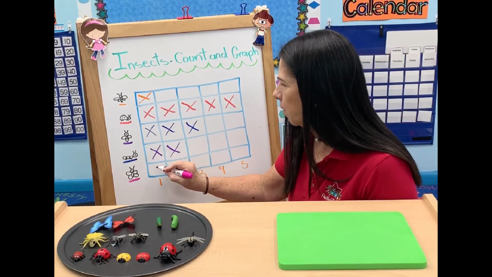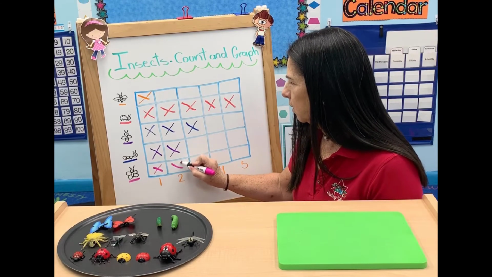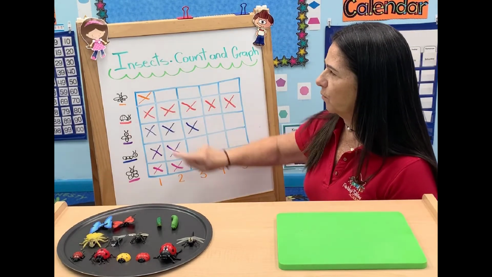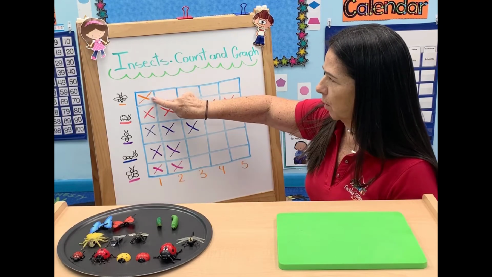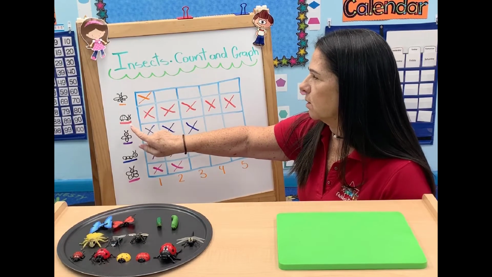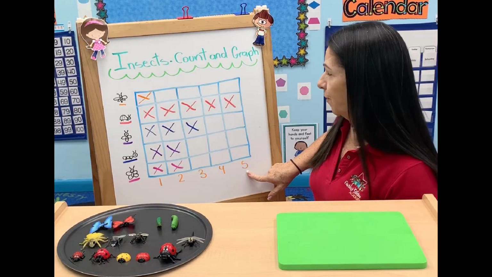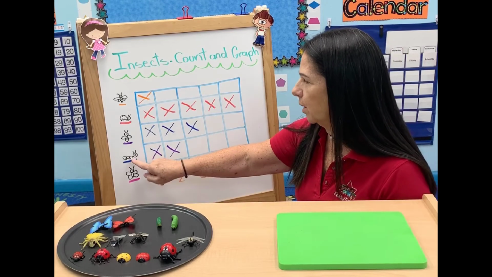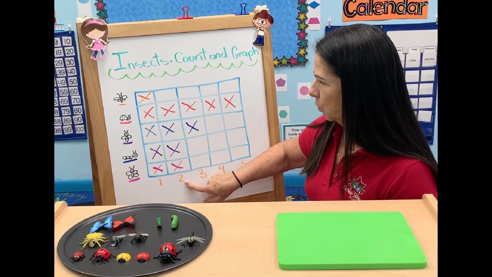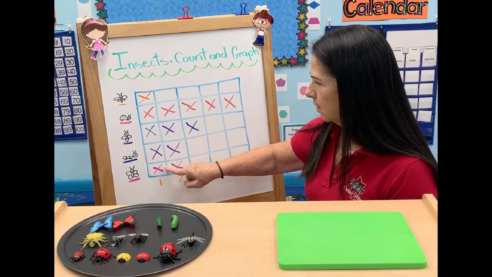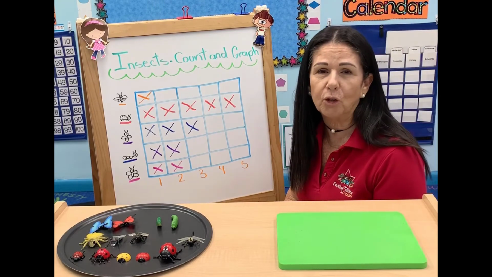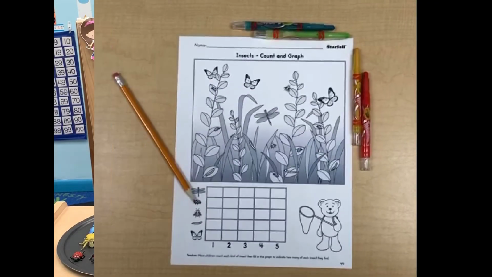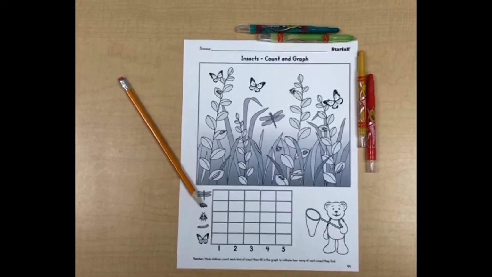Let's check in our graph. One and two. So let's go do a quick review. How many dragonflies do we have? Only one, that is in the number one column, right? How many ladybugs? We have five ladybugs. How many bees? Three bees. How many caterpillars? Two. How many butterflies? So that is an easy way to do a graph, and you know how many insects do you have of each kind. All right. Count each kind of insect, then fill in the graph.